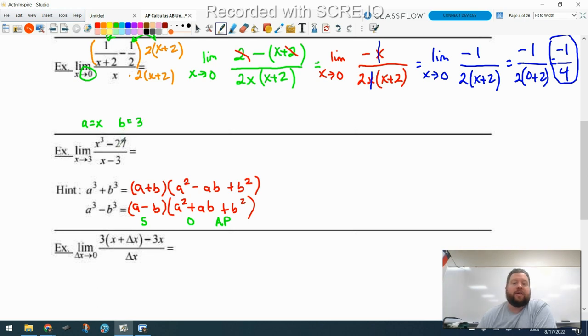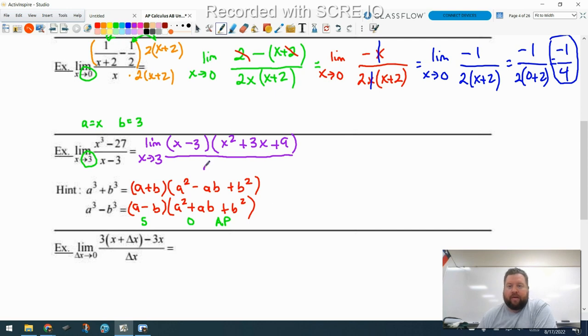3 cubed is 27. All right, so we're doing the limit as x approaches 3. If I plug it in, 3 cubed is 27, minus 27, that's 0. 3 minus 3 is 0. So it's a 0 over 0. We have more work to do. All right, so the limit as x approaches 3 of a minus b, so x minus 3, times x squared plus 3x plus 9. A squared, a times b, b squared.